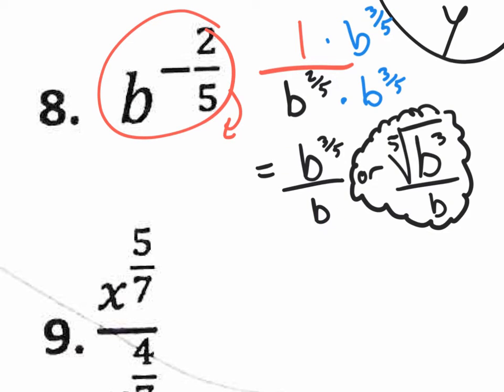Now if for some reason I asked you to write the answer in radical form, it would be the 5th root of b to the 3rd power. Either answer is 100% correct, but pay attention to the instructions.